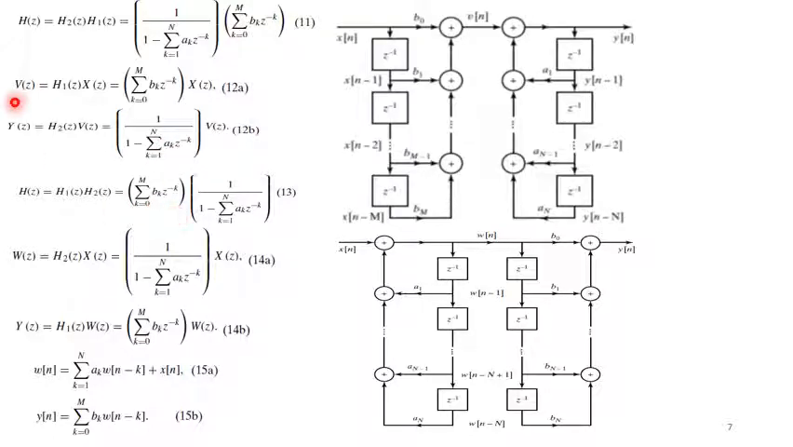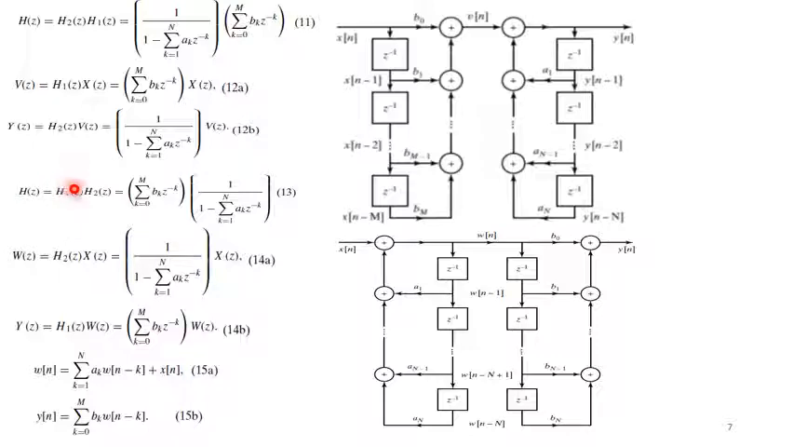So because the two systems are LTI, we can interchange the order of the systems and still get the same output. That means if we write H(z) equals H2(z) times H1(z), or H(z) equals H1(z) times H2(z), it will result in the same thing. It will have no effect on the overall system function.